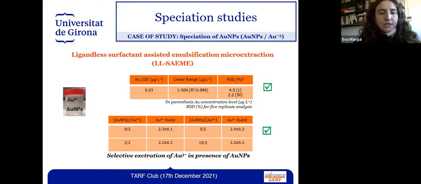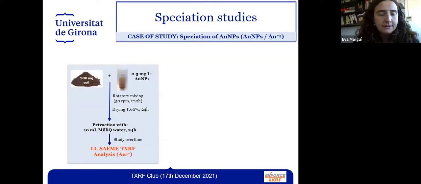We also demonstrate that we have a selective extraction of gold-3 in presence of silver nanoparticles, because as you can see, we analyze different mixtures containing different amounts of silver nanoparticles, and in all cases we can quantify in a good way the ionic gold.